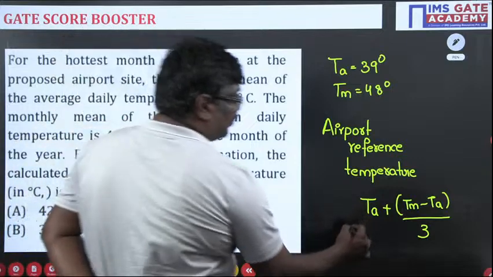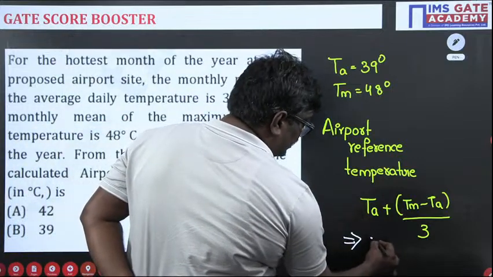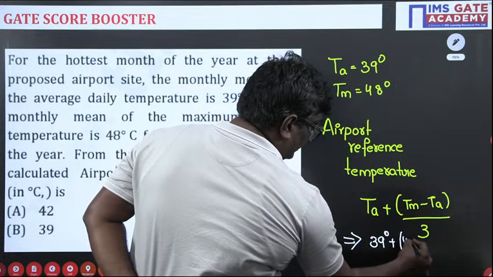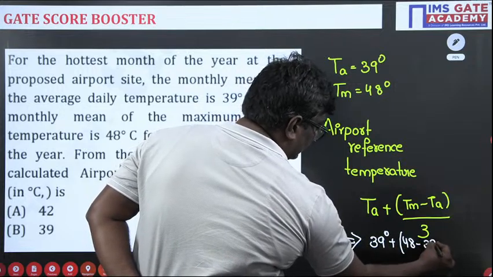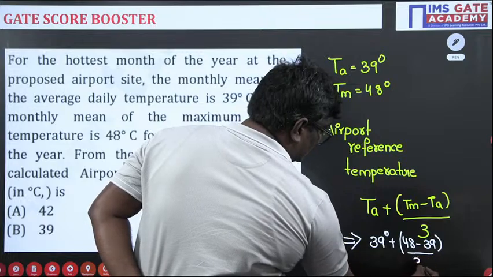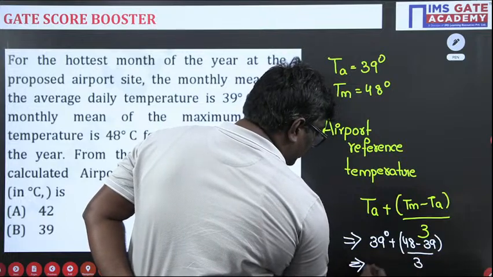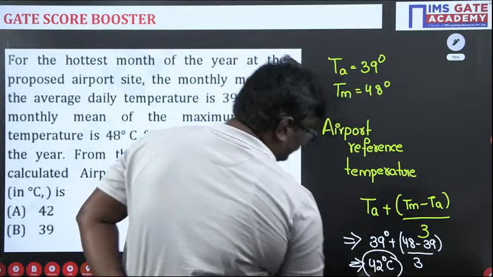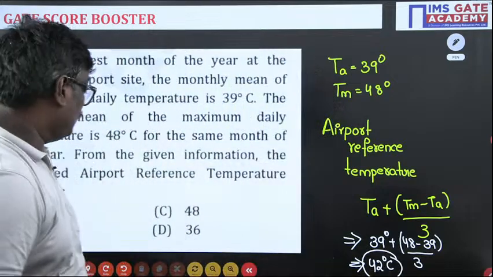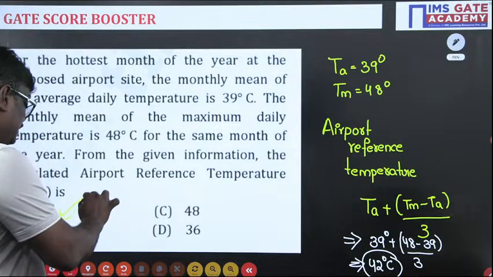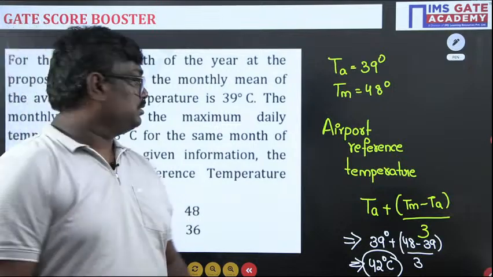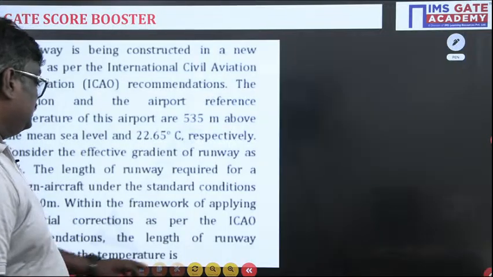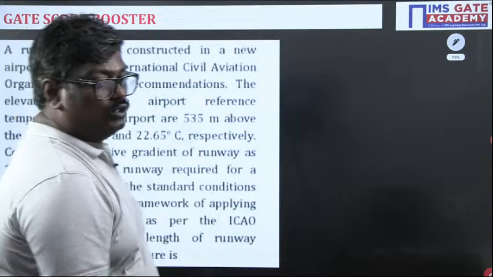Here, the average temperature is 39 degrees, and the maximum temperature is 48. So 39 plus (48 minus 39) divided by 3 will be equal to 42 degrees centigrade. Okay, so the answer here is 42 degrees centigrade. Option A is correct, students. Now this is an important question, students. Please go through this question.